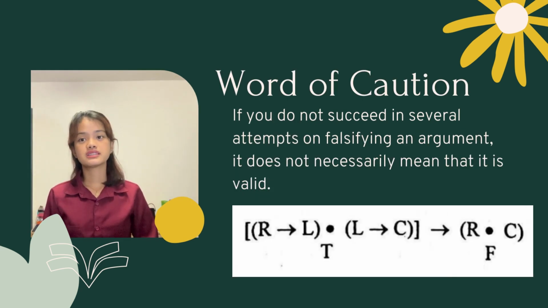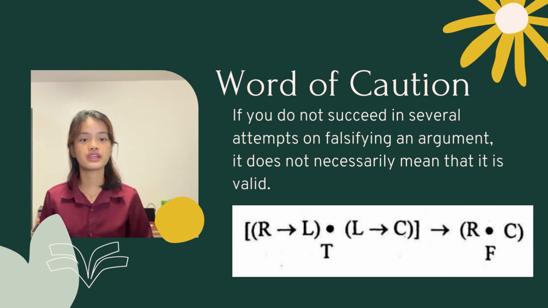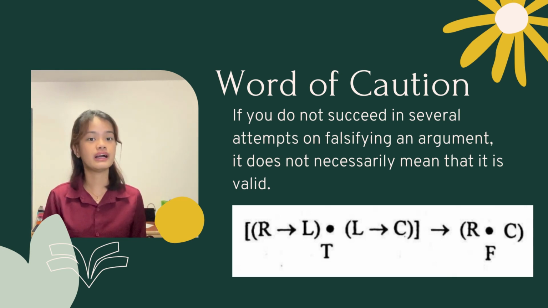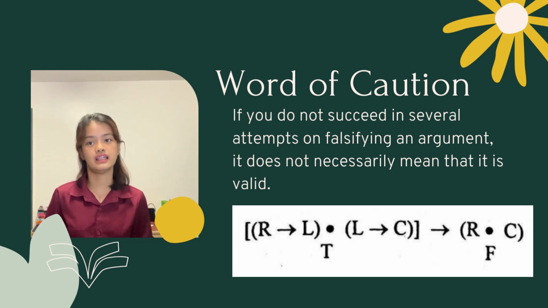Meron naman tayong concept gaya ng word of caution. If hindi tayo nag-succeed na mag-falsify ng argument, hindi naman meaning nun valid na siya agad. There are cases where a false conclusion offers other combination ng truth values. In such a case, we must eliminate possible falsifying rows in a systematic way. Ito yung isang way para masiguro na invalid or valid talaga siya.